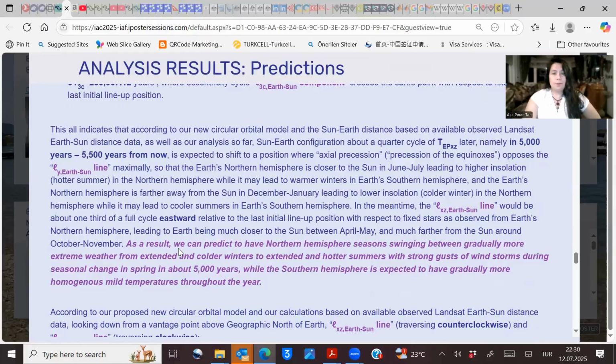As a result, in the next 5,000 years, we expect gradually to have seasons swinging between more extreme weather in the northern hemisphere, from extended and colder winters to extended and hotter summers, with strong gusts of windstorms during seasonal change in spring and autumn, while the southern hemisphere is expected to have gradually more homogeneous and mild temperature throughout the year. So it might be a better idea moving to the southern hemisphere in the next few thousand years.